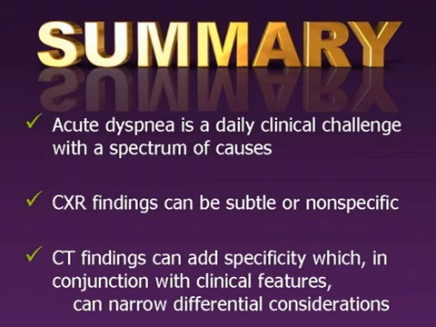Acute dyspnea is daily a clinical challenge caused by a spectrum of diseases. This is something we see every day. The chest x-ray findings can be quite subtle or nonspecific. I know that's blasphemous, but it's true. And CT findings can add specificity, which in conjunction with the clinical features can significantly narrow the differential considerations.